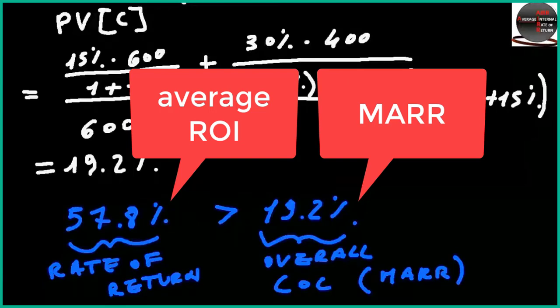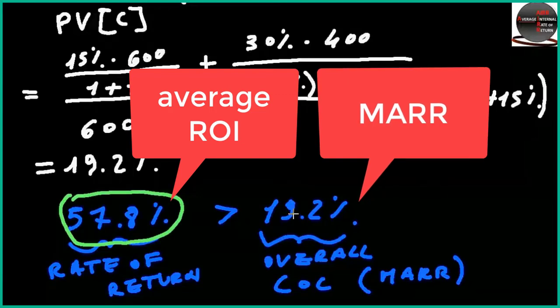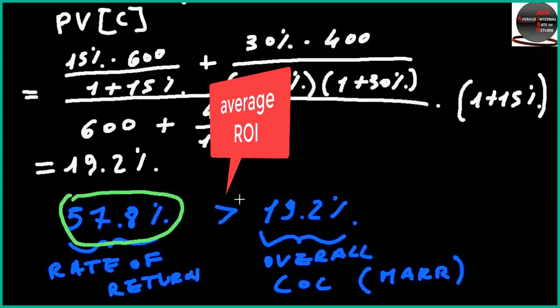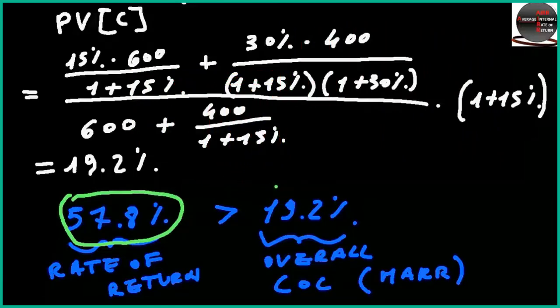So it is evident that the project creates value, because for each dollar of capital invested, the investor earned 0.578, whereas if the same capital were invested in the market, the investor would only earn 0.192 per unit of capital invested.